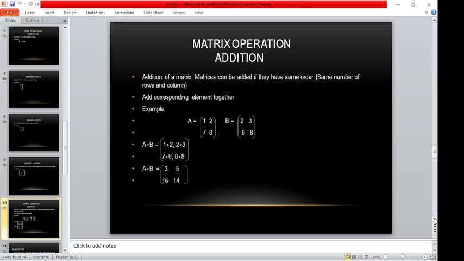We are going to take 2 in the first matrix and 3 in the second matrix. We add. We are going to take 7 in the first matrix and 9 in the second matrix because they are in the same position. Then we take 6 in the first matrix plus 8 in the second matrix. So when we add 1 plus 2, we get 3, 2 plus 3, we get 5, 7 plus 9, we get 16, and 6 plus 8, we get 14. So that is how we do addition of matrices.